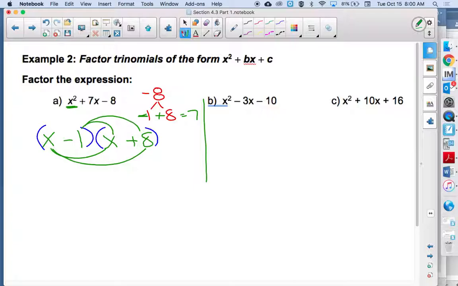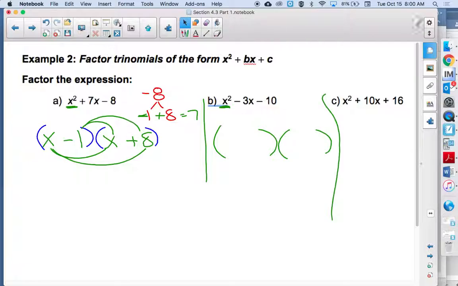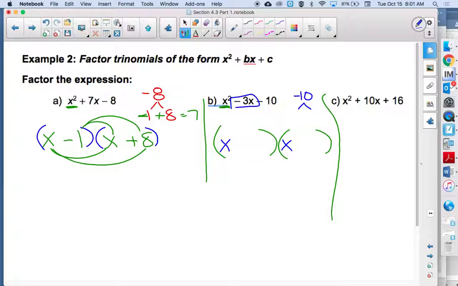So we're going to try this again. X squared minus 3x minus 10. So whatever that first term is, in most cases it's an x, but it doesn't have to be. I need to be able to FOIL those 2 terms together, so x times x. And then the last term is a negative 10. We need the 2 numbers that combine to be negative 3. So Chris, 2 numbers that multiply to be 10.